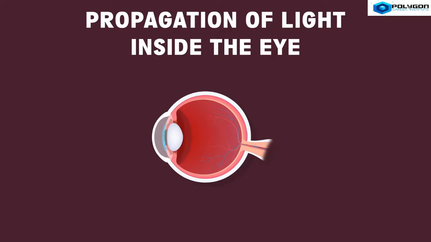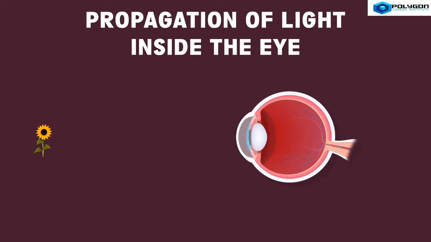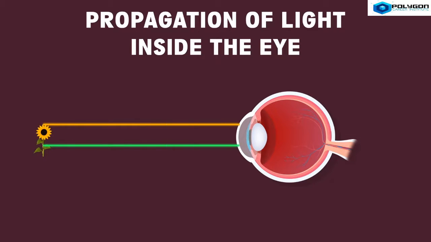So how does light travel inside? Suppose we're looking at an object which is some distance away. Not too far away though. The light from that object enters our eye and falls on the cornea first. What is the cornea?